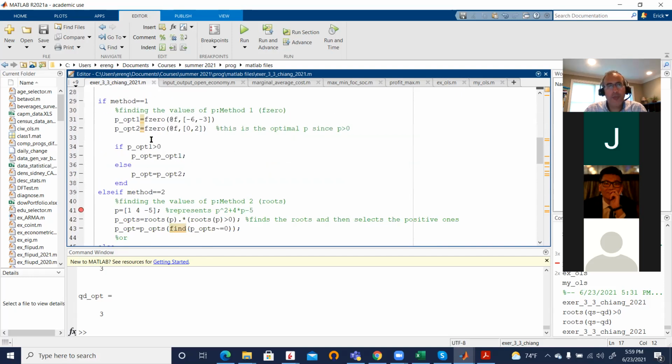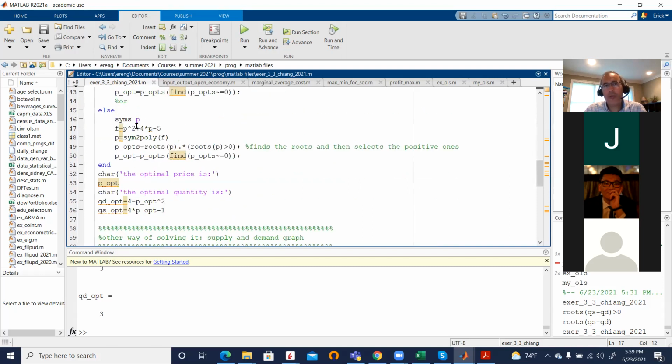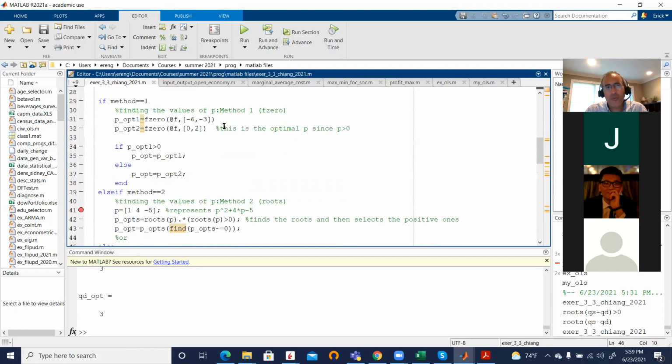So take a look at this, guys. Remember, if you want to work with symbolics, first of all, you need to define the symbol. So I want P to be a symbolic. So I create my symbolic. So let's do this step by step.